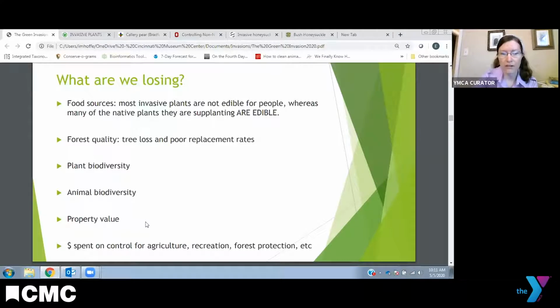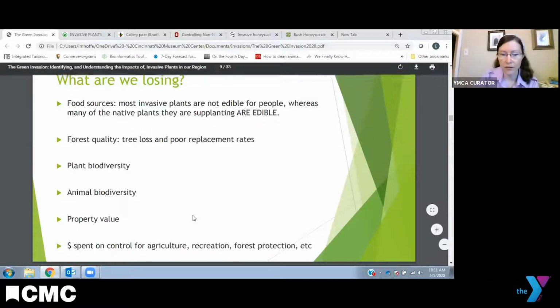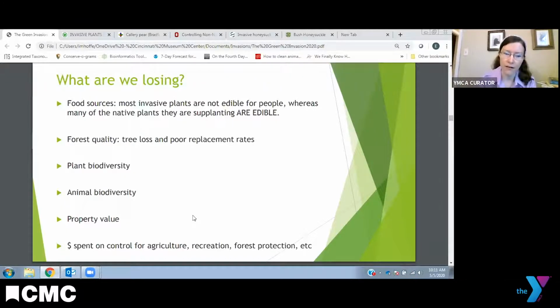Also, a lot of them can decrease property value, maybe not all of them, but many of them can. And every year the US spends millions and millions of dollars on controlling invasive plants to make way for agriculture, recreation, and protect forests.